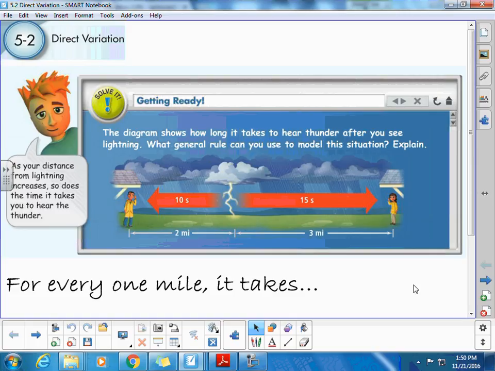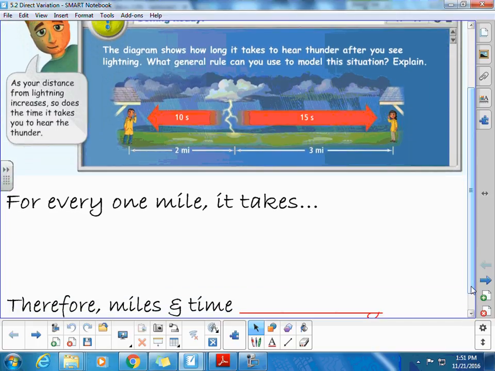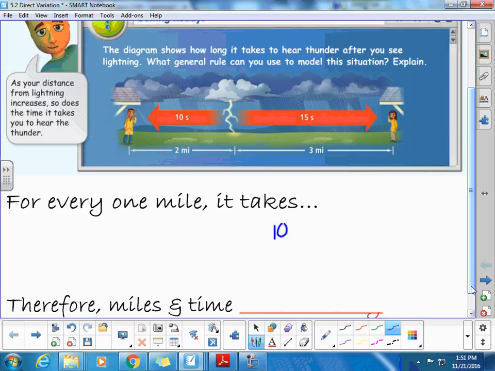The diagram shows how long it takes to hear thunder after you see lightning, and what general rule can you use to make a model of this situation. So by the looks of it, how long to hear thunder after you see lightning? 10 seconds, 2 miles; 15 seconds, it's 3 miles.